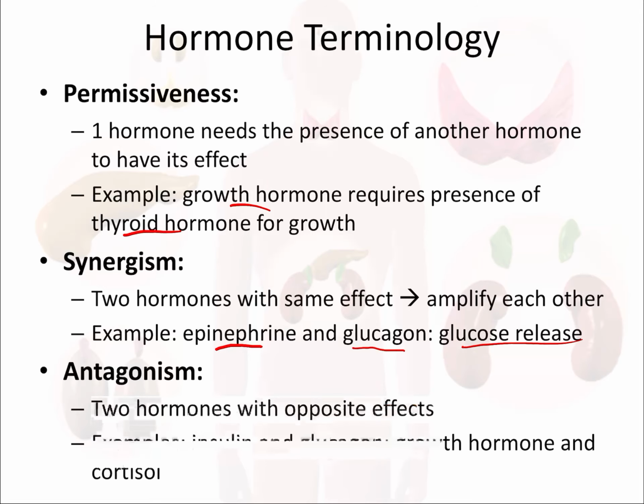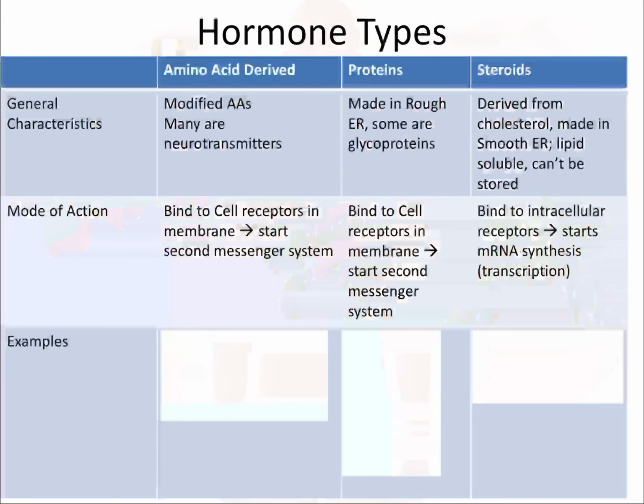Then we have some that are antagonistic to each other. They have the opposite effects. Insulin and glucagon are just that way. Growth hormone is anabolic, cortisol is catabolic, also opposite effects. Okay, and then just real briefly here, the hormone types.